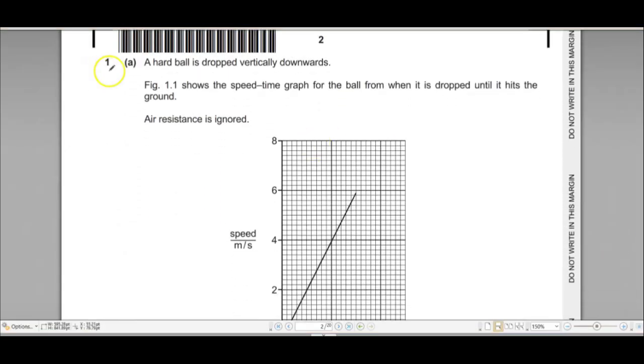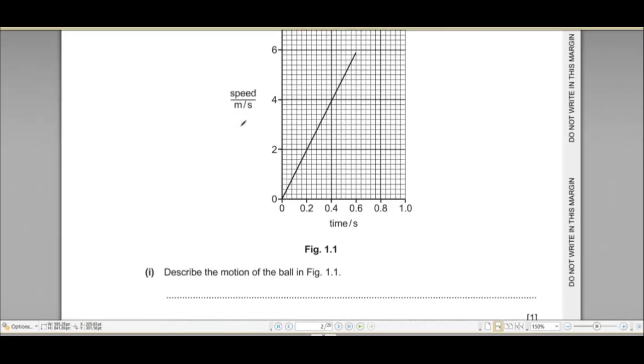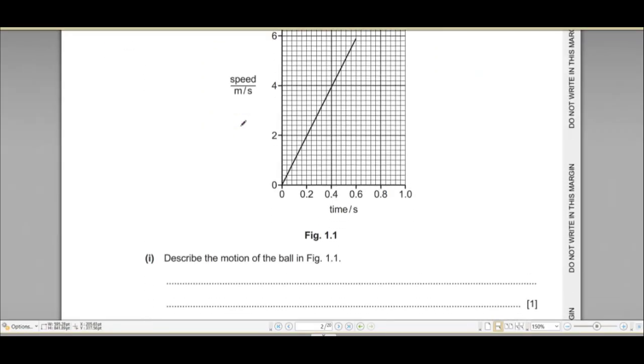Question number 1, part A. A hard ball is dropped vertically downwards. Figure 1.1 shows the speed time graph for the ball from when it is dropped until it hits the ground. Air resistance is ignored. So describe the motion of the ball in figure 1.1.